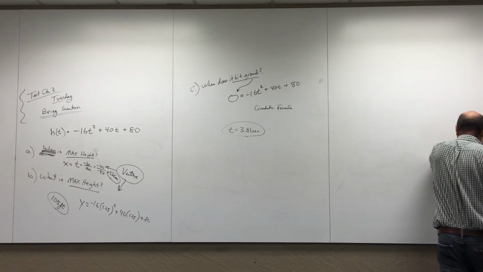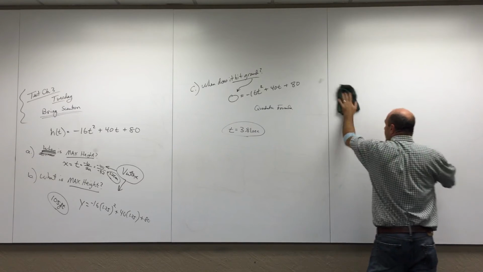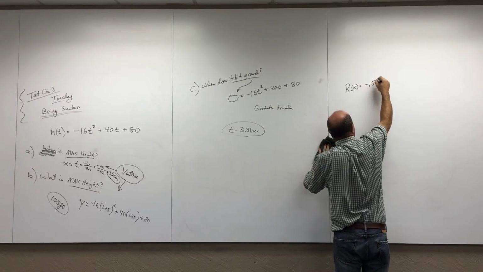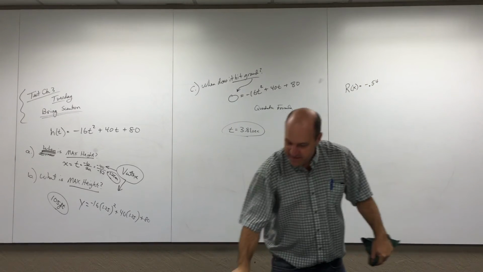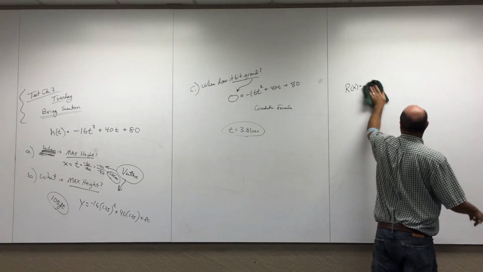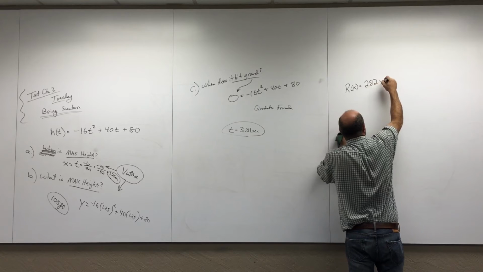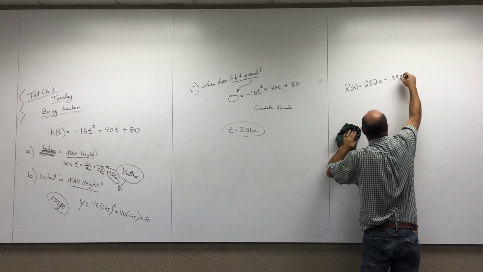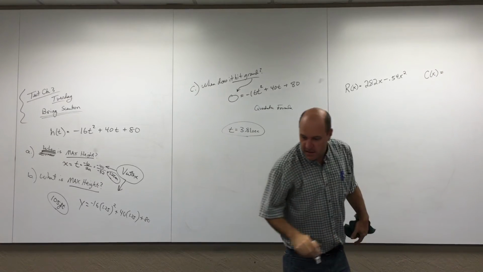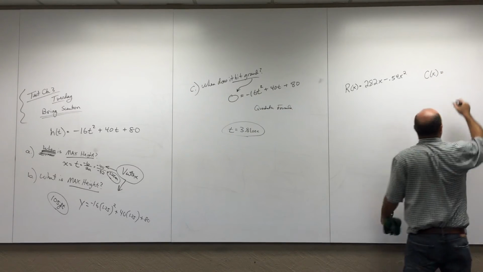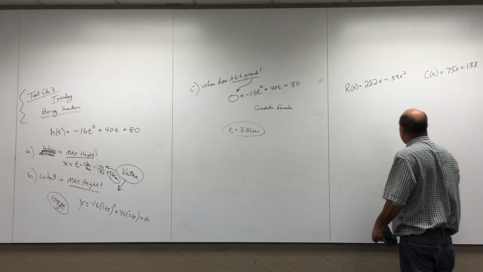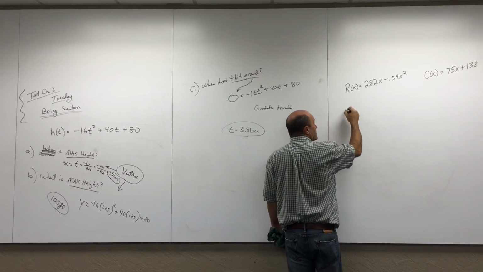Let's just do the last one, I guess. The last one, I think I gave you a revenue function. It was 282x minus 0.54x squared. I also gave you a cost function. It was 75x plus 138. But my question was not about revenue or cost. My question was about profit.